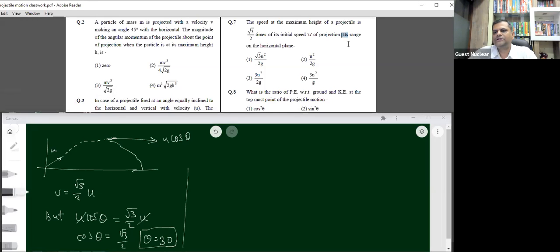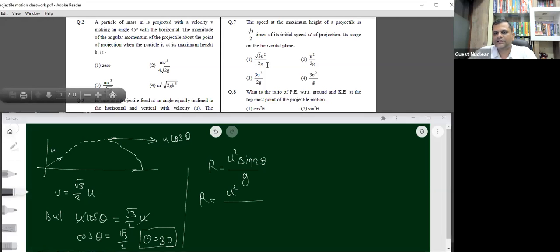Its range in the horizontal plane is. So how can we get the range? For range we again have the formula R is equal to u square sin 2 theta upon 2g. Correct? Sorry, only g. So R will be equal to u square, where u is u only. Keep it as it is because we want it in the answer, right? Into sin 2 theta, where theta is going to be 30.